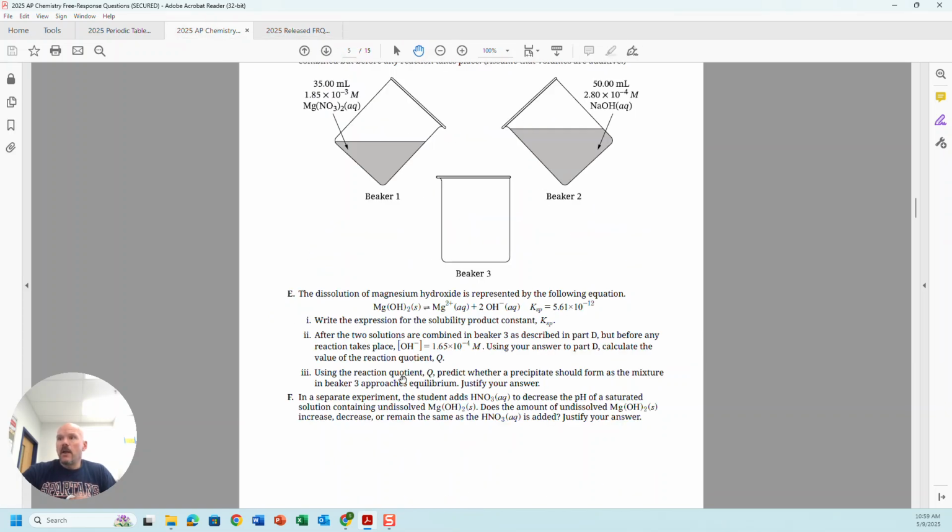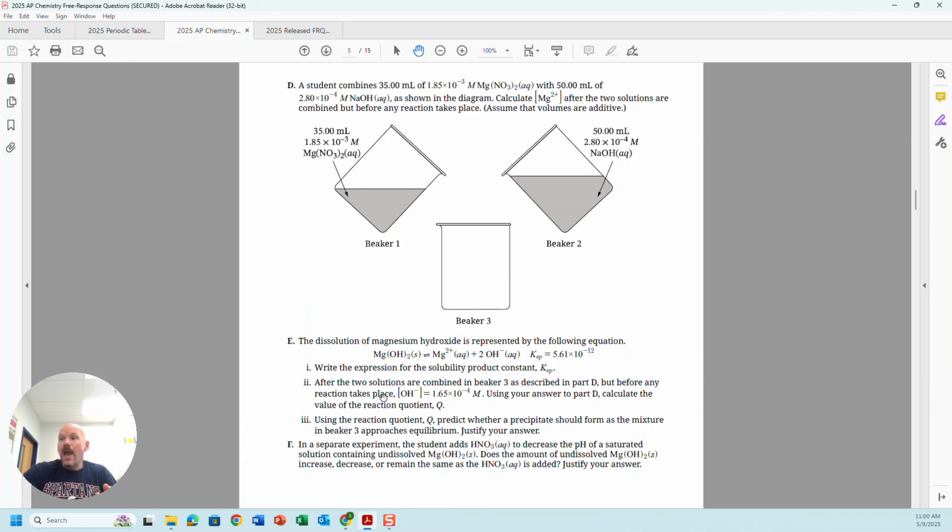And then the next part is asking us to see if we're going to see a precipitate. So this is doing a QSP calculation and comparing it to KSP, okay? And we already calculated the magnesium concentration that we should plug into our QSP expression. It's our answer from part D, right? And then they told us what the hydroxide is. So they did the M1V1 equals M2V2 calculation for us for the hydroxide. So this is what we're plugging in for hydroxide, and we have the magnesium concentration from part D.